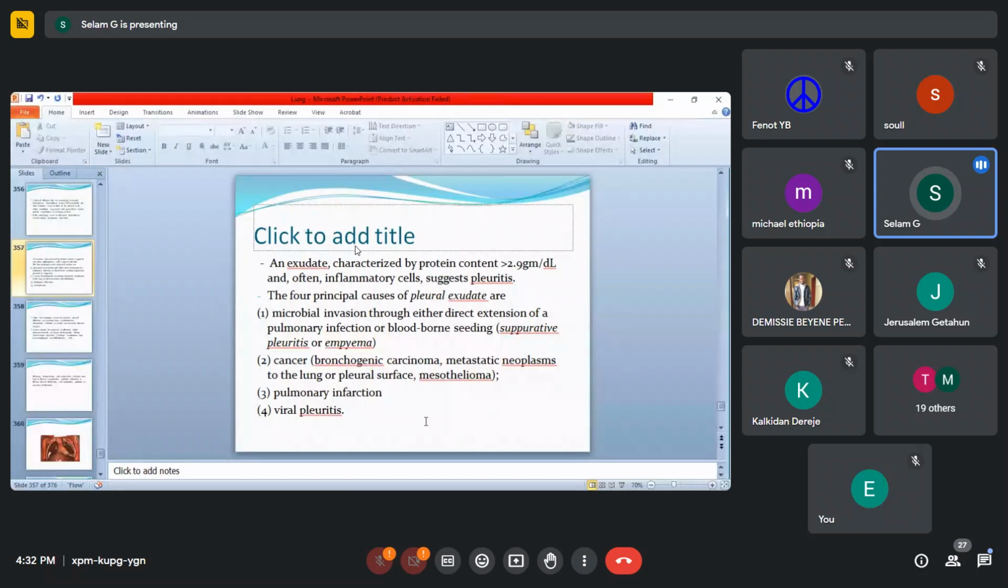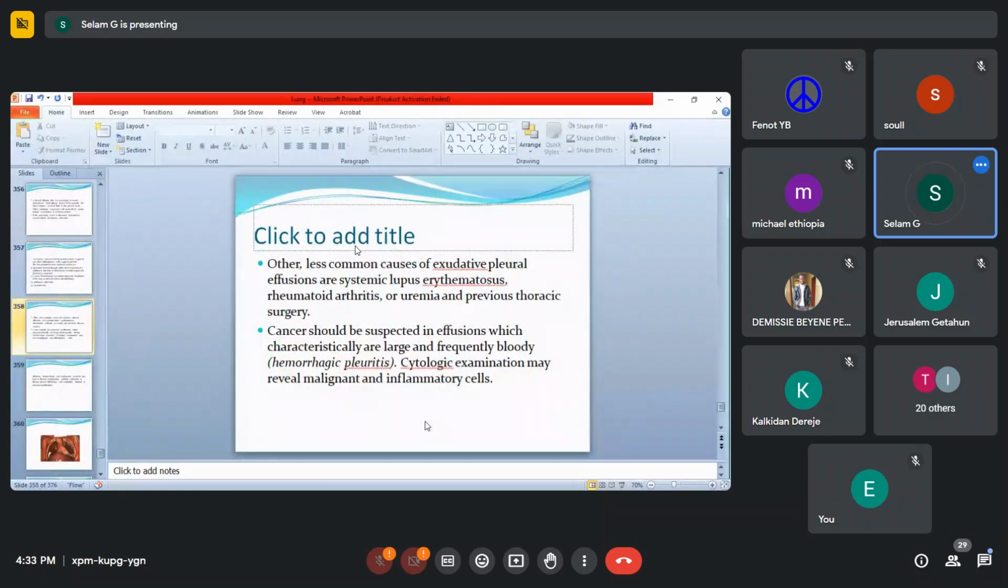An exudate is characterized by protein content greater than 2.9 gram per deciliter and often inflammatory cells, suggesting pleuritis. The four principal causes of pleural exudates are microbial invasion through either direct extension of pulmonary infection or blood-borne seeding, like suppurative pleuritis or empyema, which could be due to adjacent infection of the lung. Cancers like bronchial carcinomas, metastatic neoplasms to the lung, or pleural surface tumors like mesotheliomas, pulmonary infarction, and viral pleuritis all may cause exudative collection.